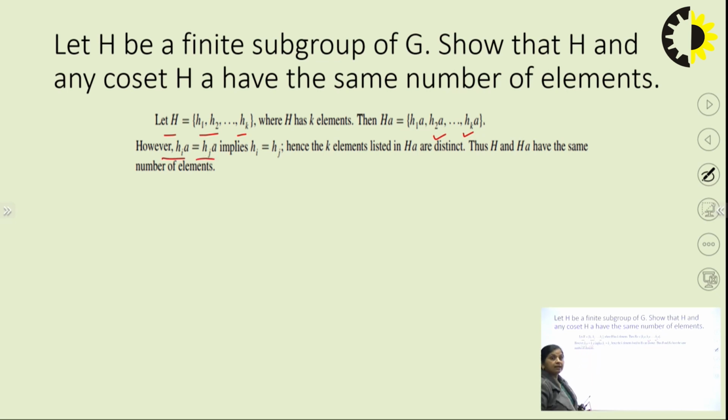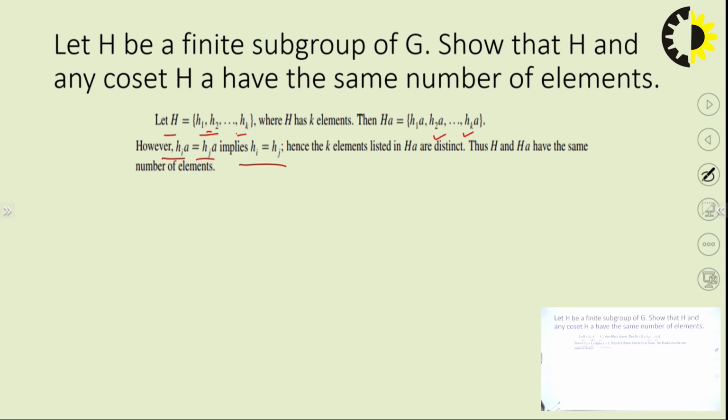But now a has its inverse. Because a has an inverse, we can say hi is equal to hj using the cancellation law. The cancellation law holds because there is an inverse element. So hi is equal to hj, but here hi is not equal to hj. It means all these elements are distinct. So it can be said directly that H and Ha have the same number of elements.